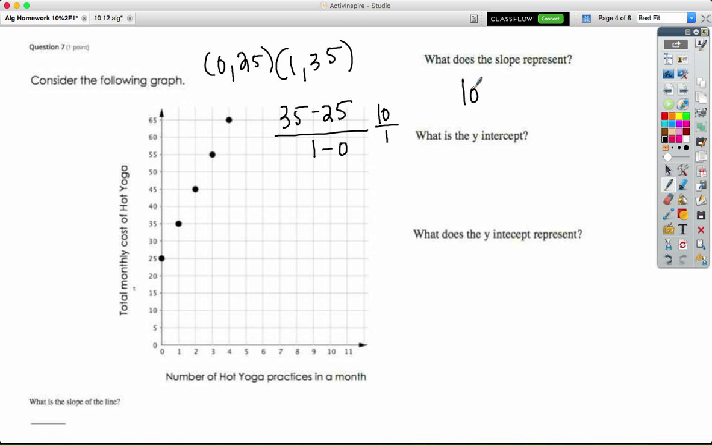And then that's 10, and the slope represents the cost per yoga practice, not necessarily per month, because this is number of yoga practices in a month. It is the cost, it's $10 for every yoga session, yoga practice.